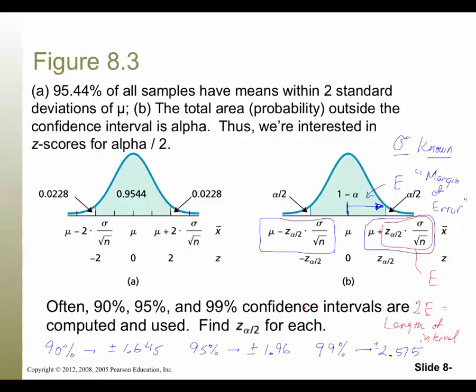So these are the most common ones. And so you don't have to go back to the chart and look at these. We can just make note of these and use these. But you should also know, like if I said, find a z-score for an 85% confidence interval, you should know how to do that, right? You should know how to do that.